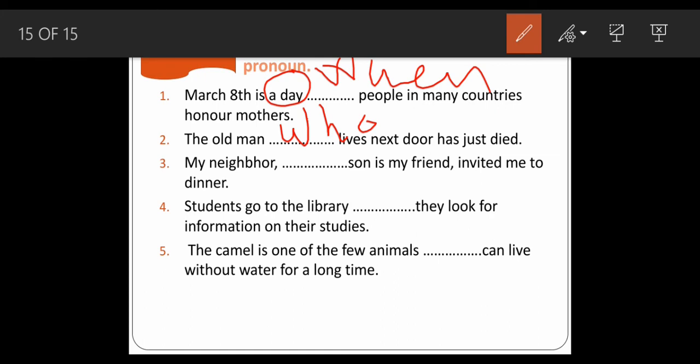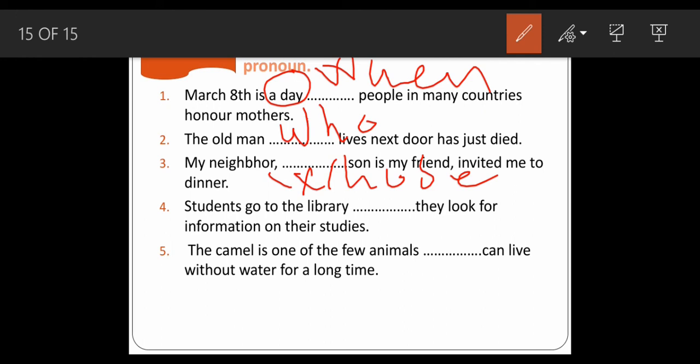Number 3, my neighbor, son is my friend, invited me to dinner. So here my neighbor, so this is a noun, son is a noun. So we have said previously that when we have two nouns, we use whose for possession. So here we have possession. So my neighbor, whose son is my friend, invited me to dinner.